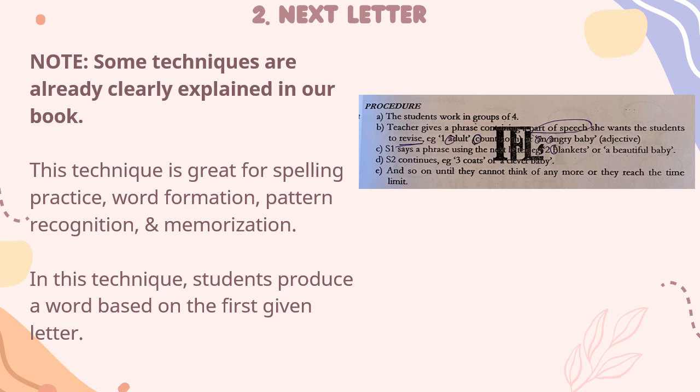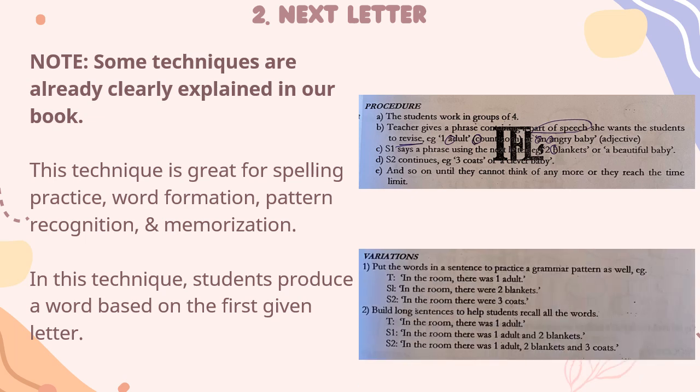Or they may say a beautiful baby. Here you see that the student uses the adjective correctly, and this adjective, beautiful, also starts with the letter B. Then the next student does the same thing, but this time they have to do it with the next letter, which is the letter C. This is exactly how this technique works.